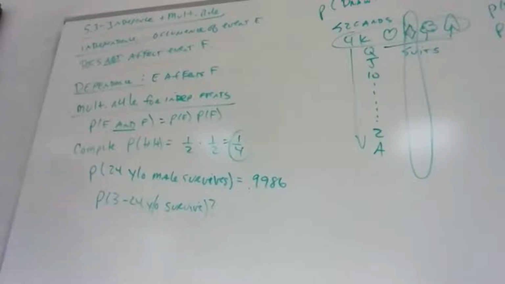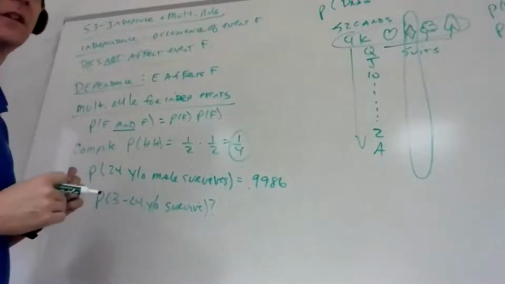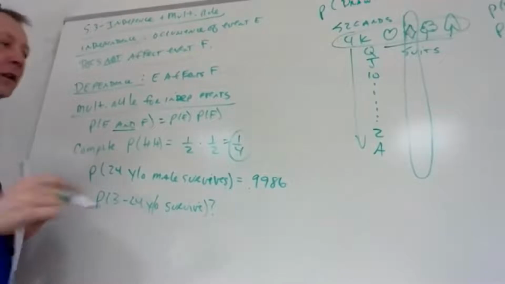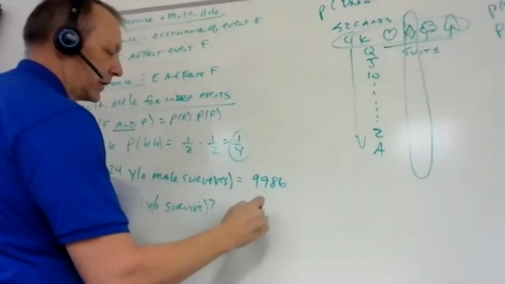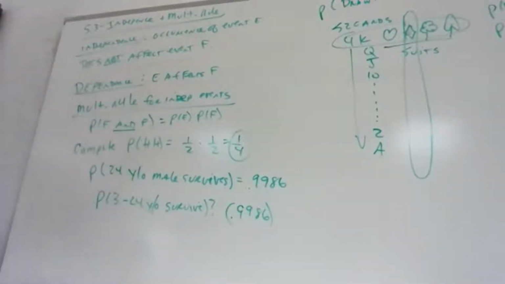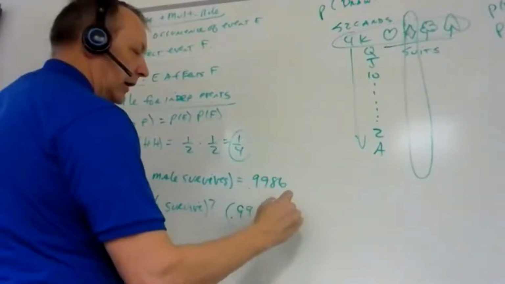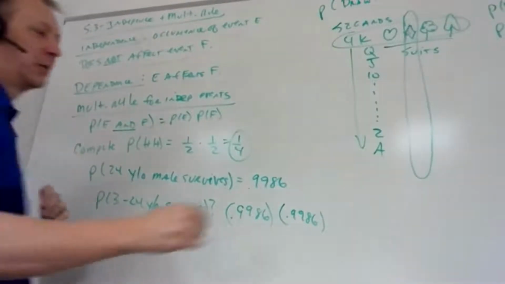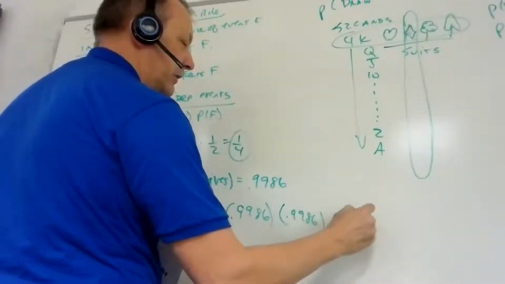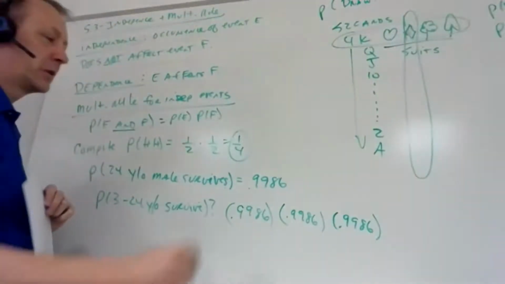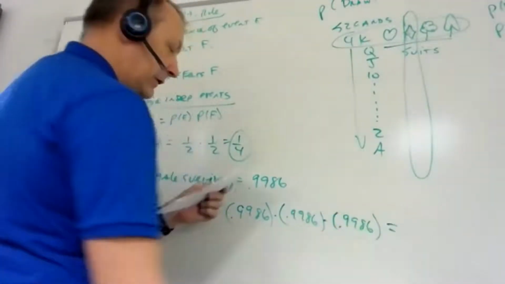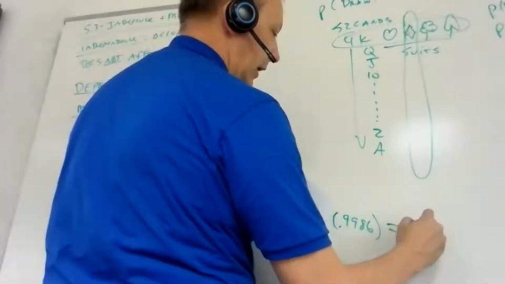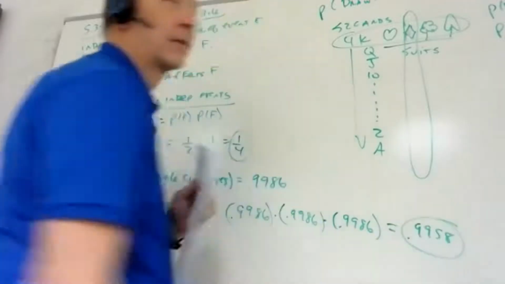What's the probability that the first male survives the year? 0.9986. What's the probability the second male survives? 0.9986. What's the probability the third male survives the year? 0.9986. What do I do with these numbers? Multiply them. Boom, boom. That gives me the answer 0.9958.